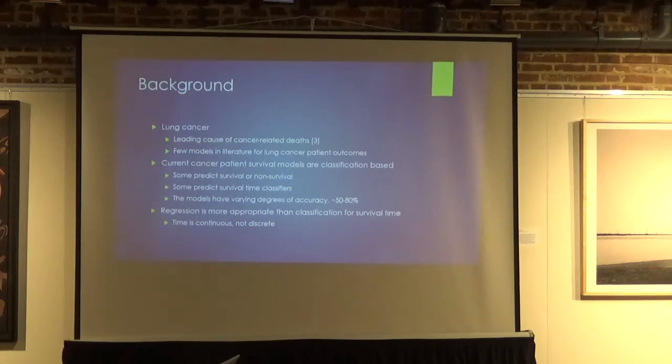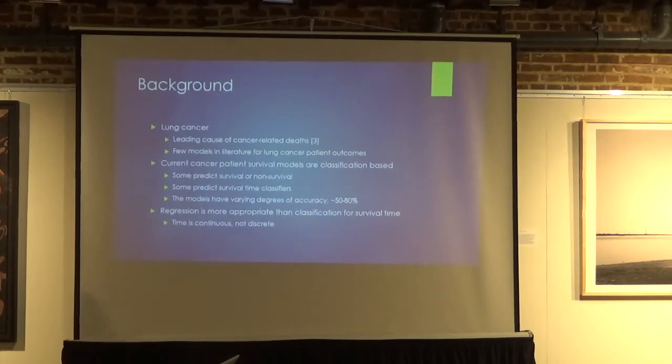Lung cancer is the leading cause of cancer death, and few models in the literature actually focus on lung cancer in terms of trying to predict outcomes. Currently, most survival models are classification based. Some of them predict survival or non-survival. Some of these models have varying degrees of accuracy. It's a wide range. In some cases, regression is more appropriate than classification for survival time, since time is a continuous variable.